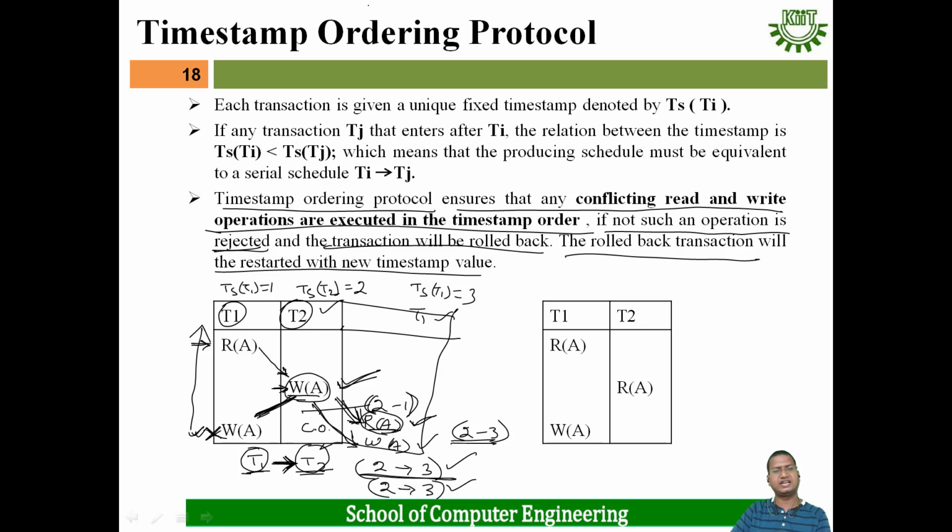All conflicting read write operations: if the conflicting read write operations are performed in the same order as the timestamp order of the transactions, then there will be no problem. And whenever a conflicting operation is not in the order of the timestamps of the transactions, then at that moment we have to reject that operation, roll back that transaction, and restart that transaction with a new timestamp value. Okay, so that it will be serializable and the schedule will not create any problem.